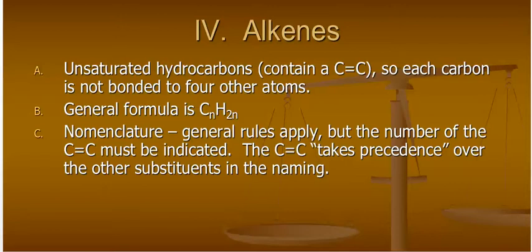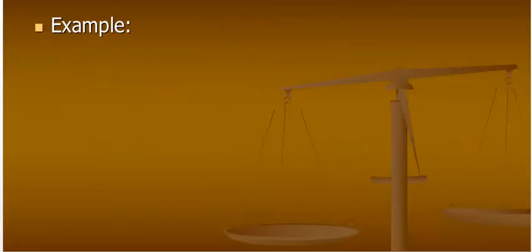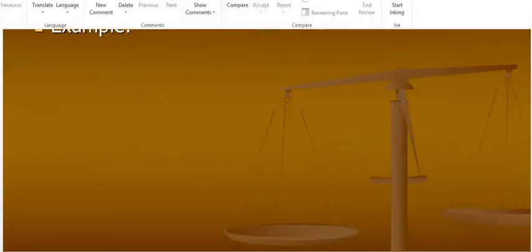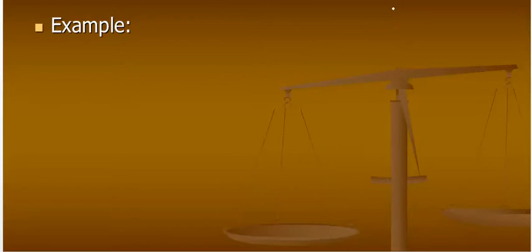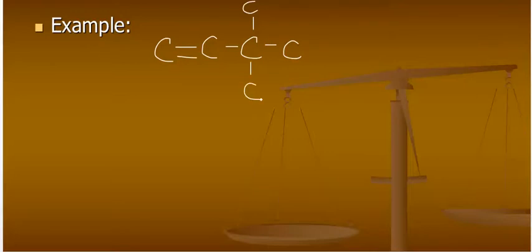Alkenes are unsaturated hydrocarbons. They contain a double bond, so each carbon is not bonded to 4 other atoms. The general formula is CnH2n. The general rules apply when we name, but the double bond takes precedence when naming. So for example, let's say we have this compound right here. It is an alkene because it has a double bond.